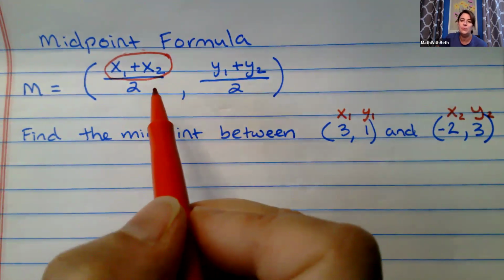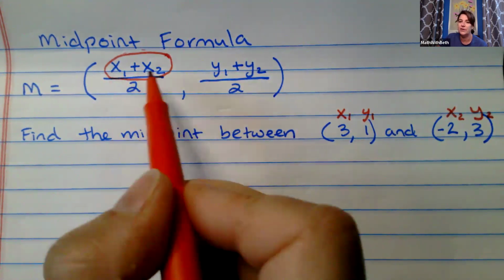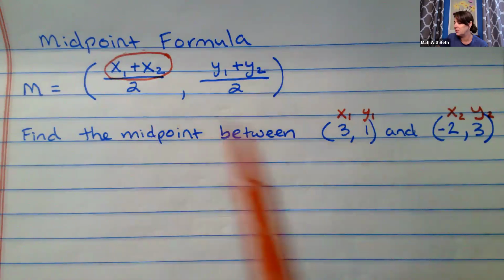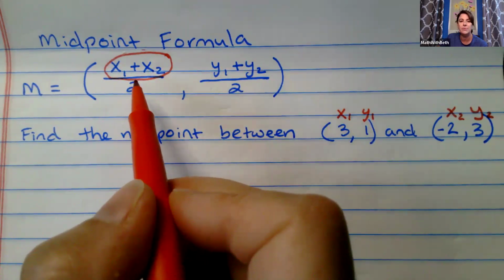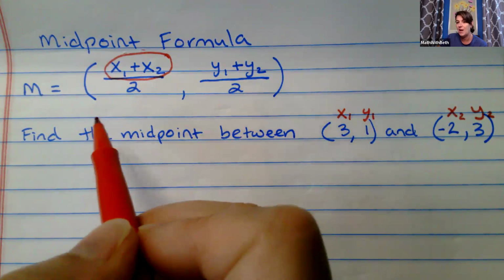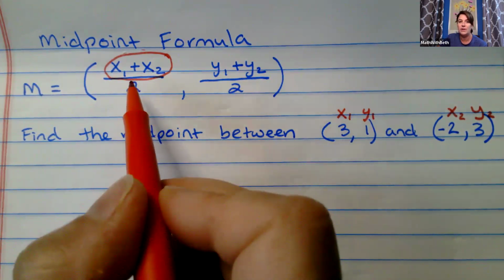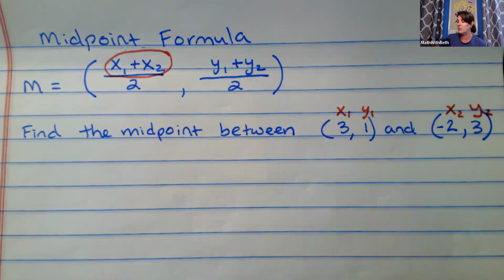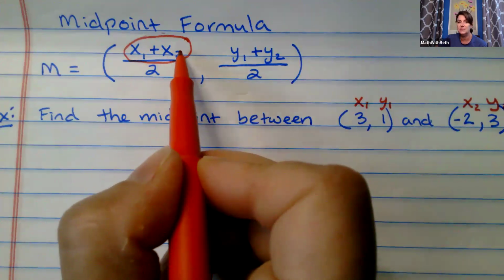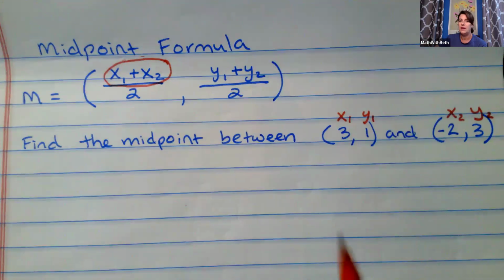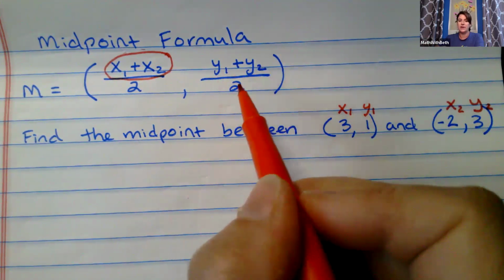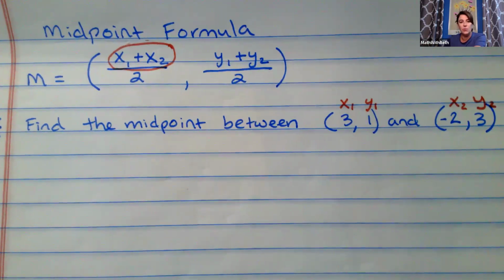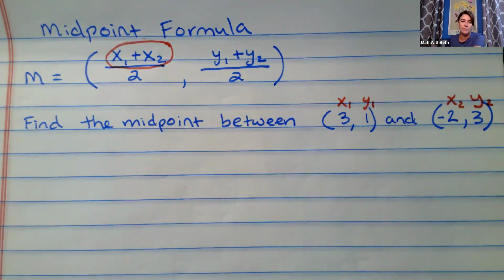Why are we dividing by 2? Because basically we're finding the average of the 2 x's. So remember, when you find an average of a bunch of numbers, you add them all up and you divide by how many numbers you have. Well, in the midpoint formula, it's always going to just be 2 points. So we're always going to be adding 2 x's, dividing by 2. And then over here, adding 2 y's, dividing by 2. So our final answer is going to be a point. It's not going to be just one number. It's going to have an x and a y.